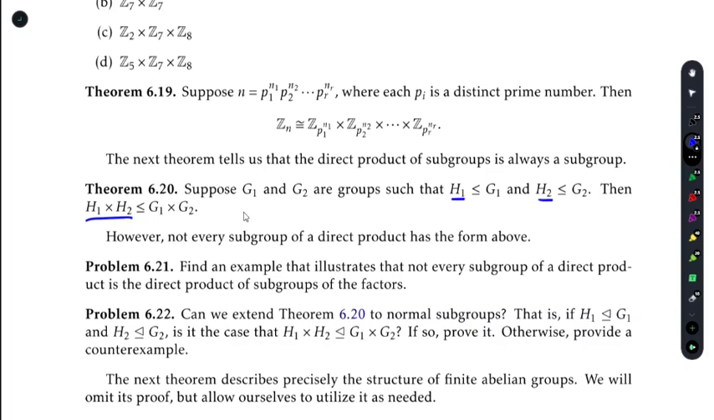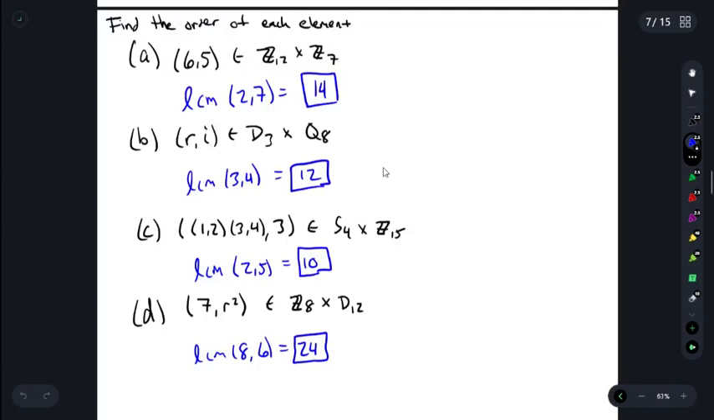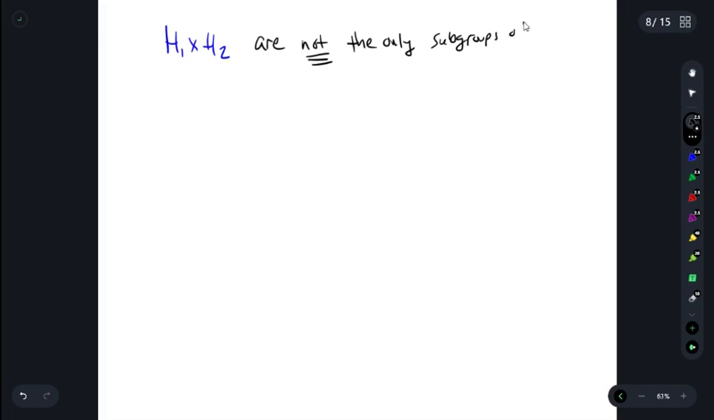Okay. So one thing that we want to point out, though, is that these H1 cross H2s are not the only subgroups of G1 cross G2. Now, I'm being very loose in my notation. I still mean that H1 is a subgroup and H2 is a subgroup. But these are not the only subgroups. They don't just come from a direct product.